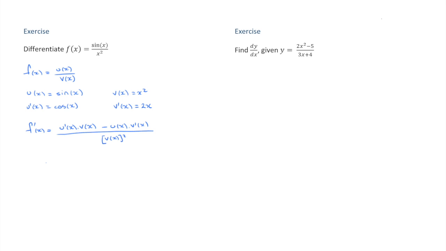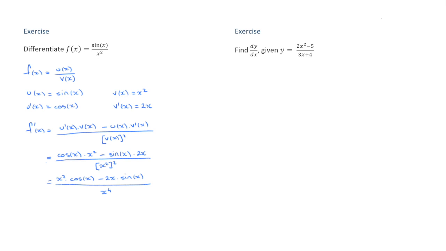And now, replacing each of these functions, u dash, v, u, and v dash, by their respective expressions, leads us to the following. Cosine of x times x squared minus u of x, which was sine of x, times v dash, which was 2x. All of that over v of x squared. So that's x squared squared. That leads us to x squared times cosine of x minus 2x times sine of x, all of which is over x to the power of 4.